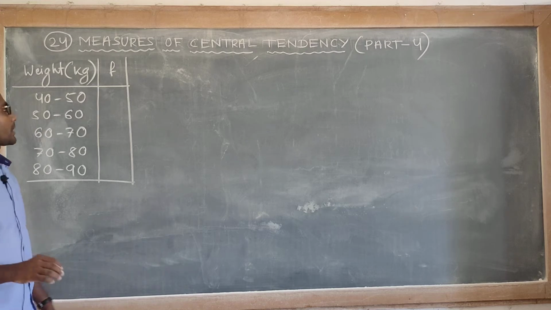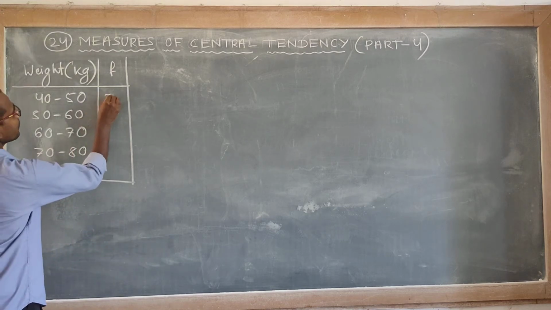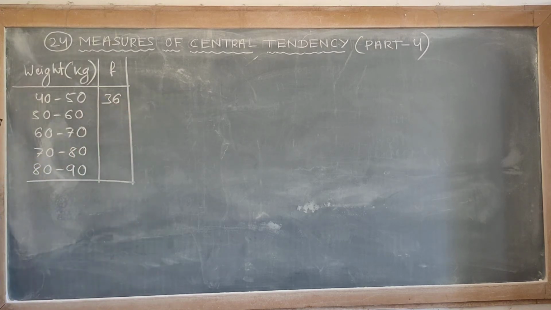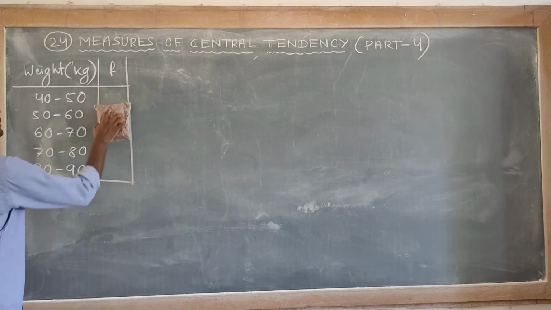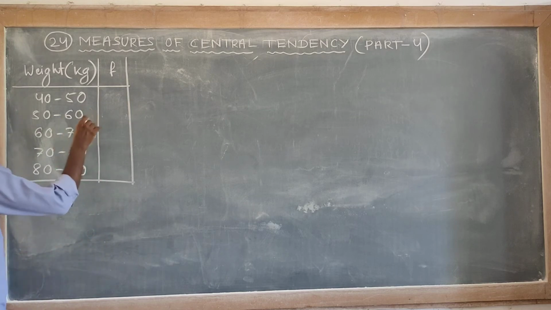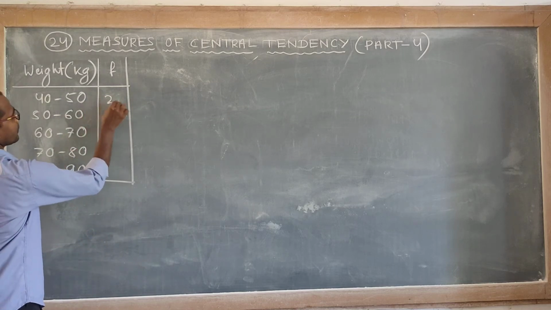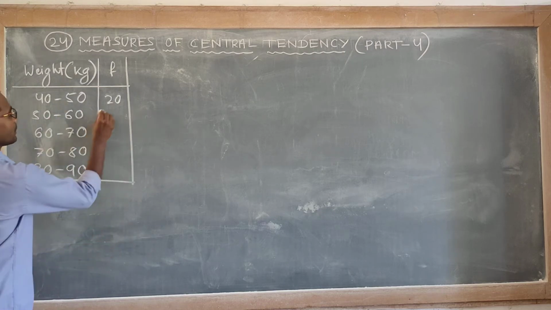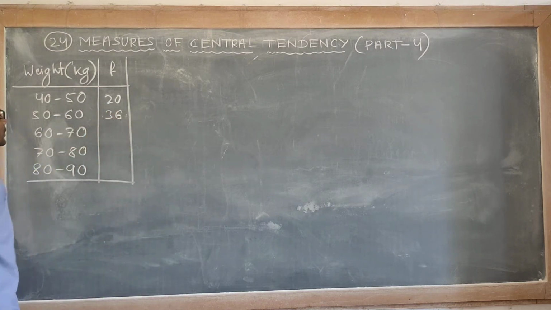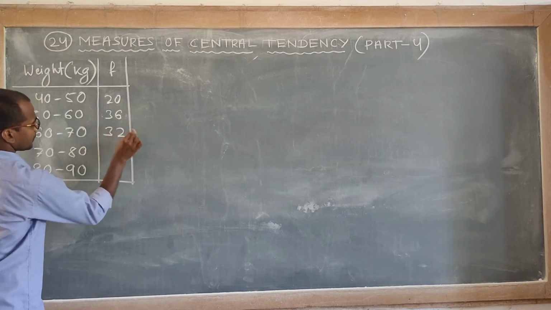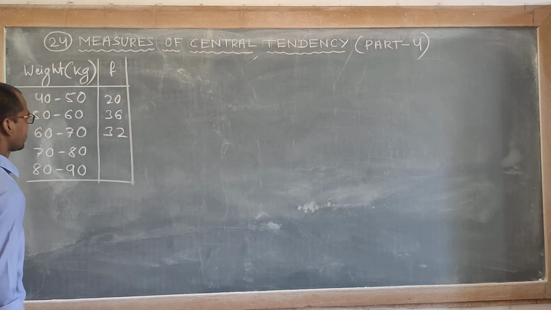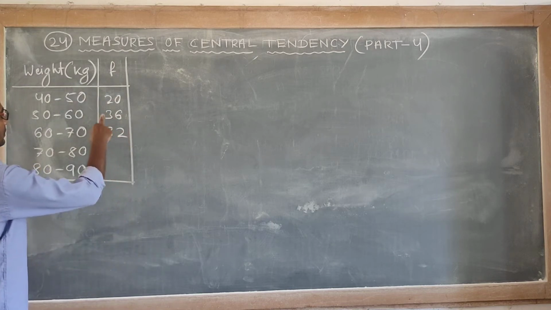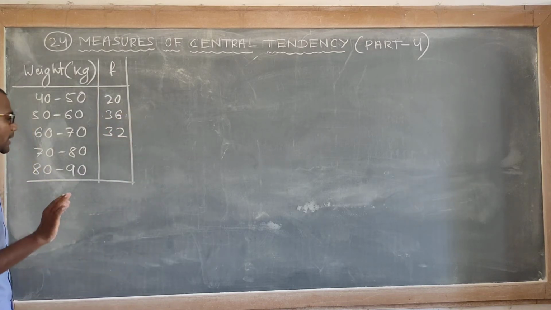Suppose 40 to 50 there are 36 students. Okay, 50 to 60 there are not 36, sorry. There will be fewer students in 40 to 50. Suppose there are 20 students. 50 to 60, suppose there are 36 students. 60 to 70, suppose there are 32 students. Till now we have got 88.